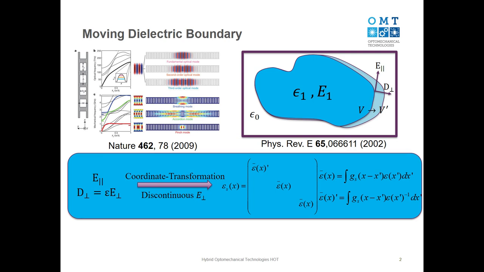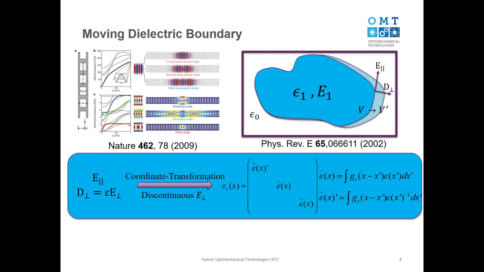But what does it mean? It means that the field normal to the interface is actually discontinuous. So the calculation becomes a little bit tricky. If you directly do the integral with the perturbation, it's not solvable because of the discontinuous normal electric field.